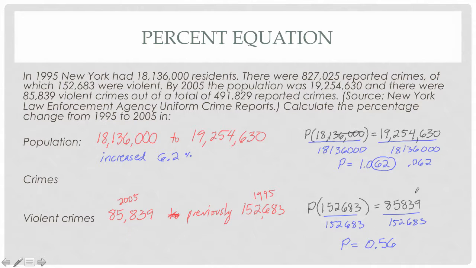But we want to know how much did it change, right? If it went from 100% down to 56%, that means it actually decreased. We need to do 100 minus the 56 that's left to find out how much it was decreased, which is going to be 44. So it started at 100%, lost 44%, so decreased 44%. And what's left is the 56% that I just calculated.